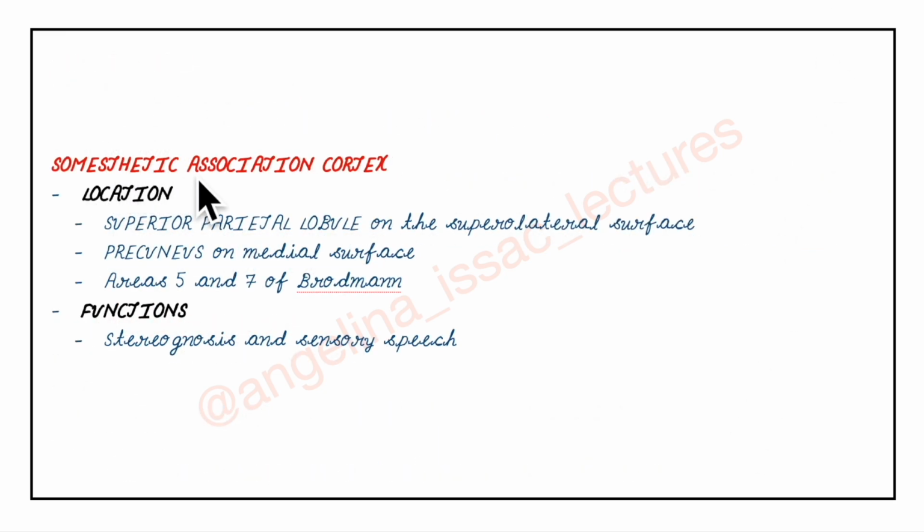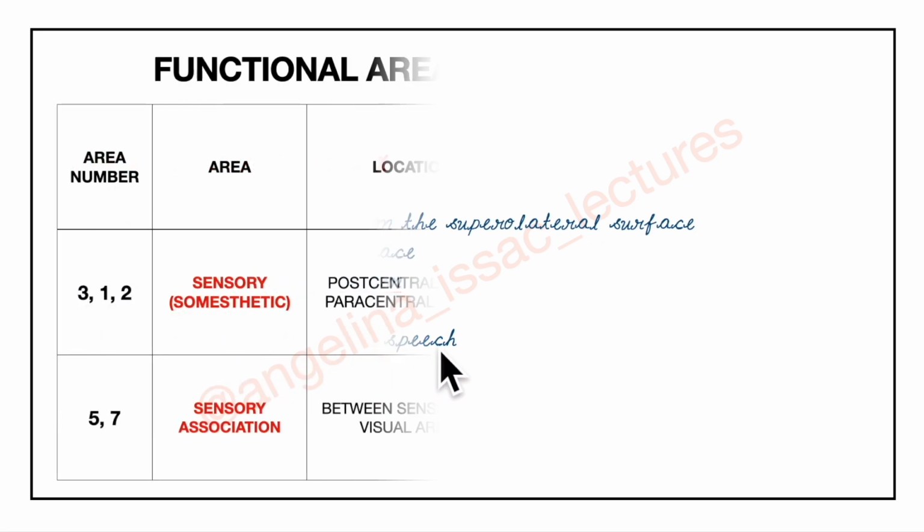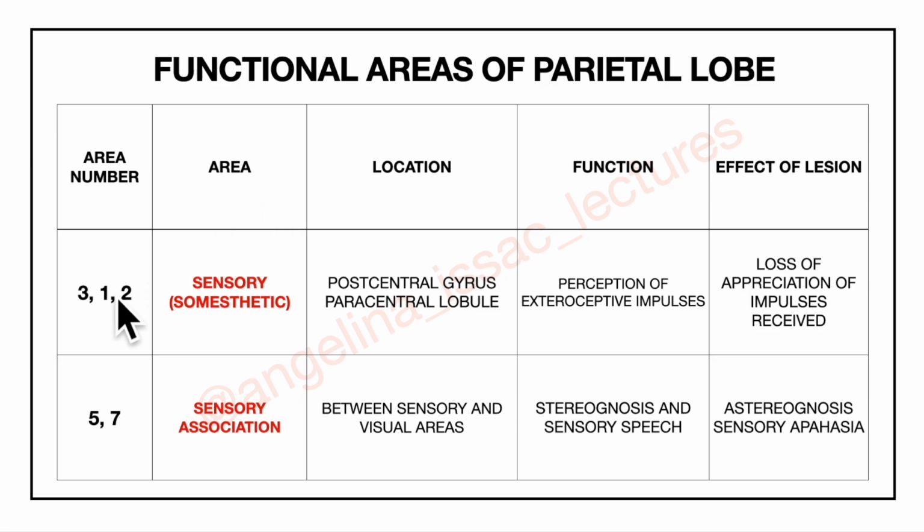Then we have the somesthetic association cortex. Its location is in the superior parietal lobule on the supralateral surface and the precuneus on the medial surface. It occupies areas 5 and 7 of Brodmann, and its function is stereognosis and sensory speech. Now I have made it into a tabular column to make it easier to remember the sensory areas and the sensory association areas, its location, function and effect of lesion.